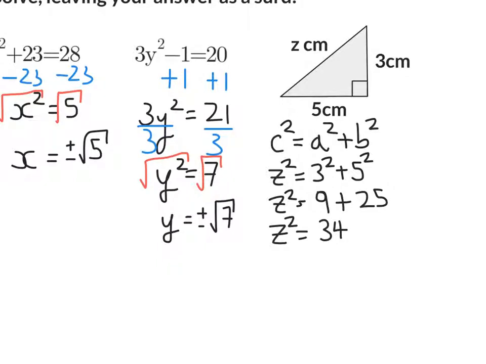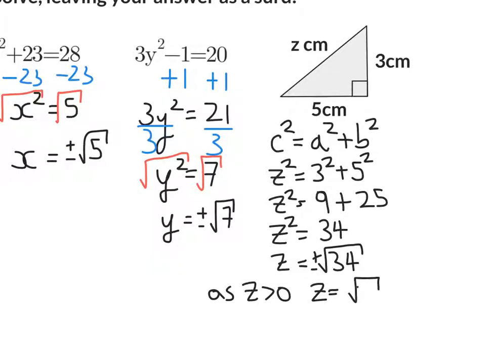Now, to get rid of the squared from the z, we need to square root both sides. And that means I'm going to have 34. I'm going to square root it. Remember the plus or minus. Now, this is different to the two equations because we're dealing with a measurement here. And measurements aren't negative. Well, not for a length anyway. So we can say as z has to be greater than 0, our z here is positive root 34 centimeters.